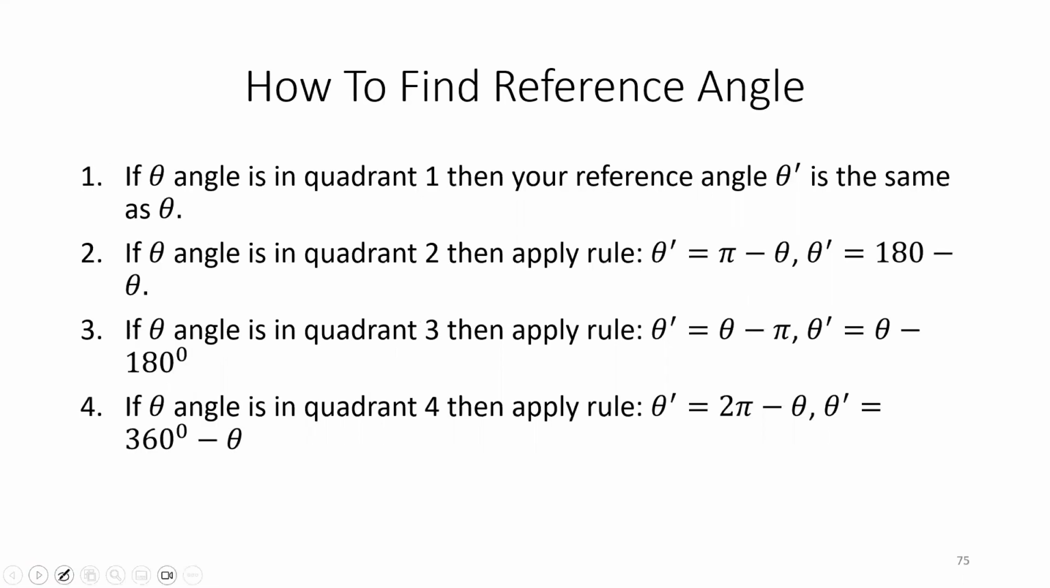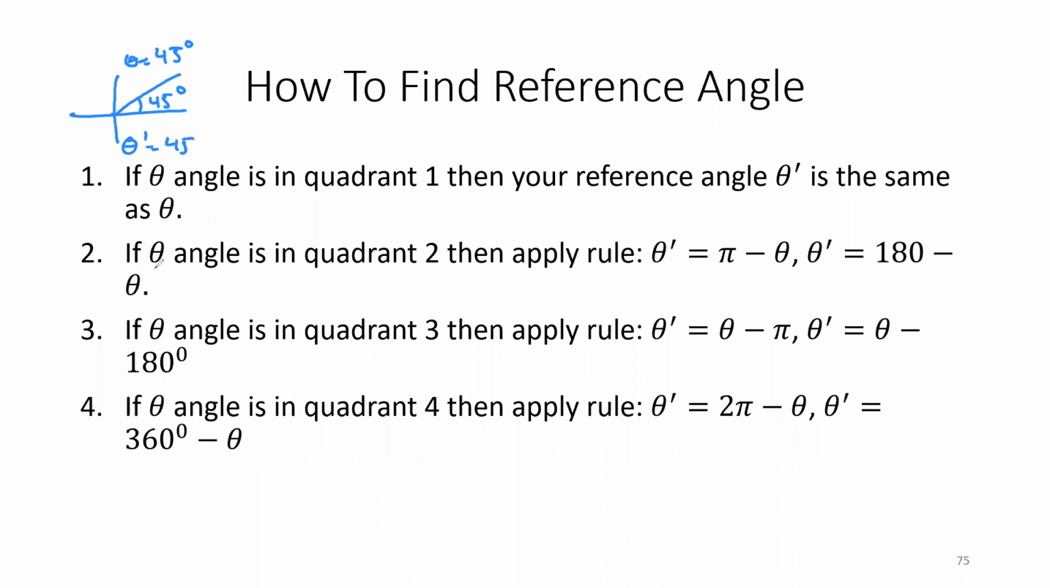So how do you find the reference angle? It really depends where your theta is. There's four rules you have to know. So if your theta is in quadrant one, your reference angle is the same as theta, right? So if it's anywhere between, let's say your theta is 45 degrees, your reference angle, it's the same.